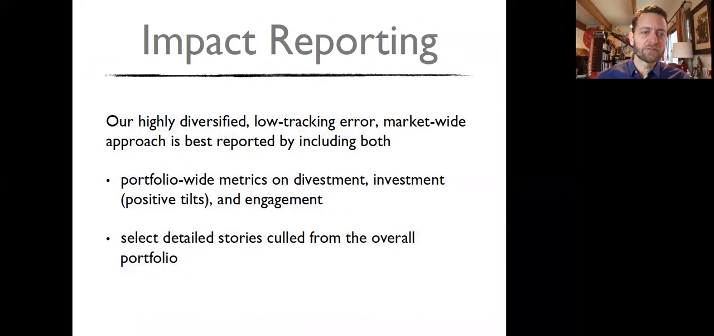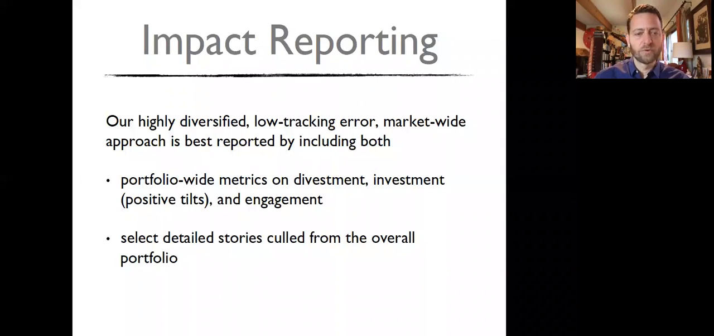Next slide. I think I still have control of it. So anyway, impact reporting for us, because of this approach, our approach is generally to favor managers with very diversified, low tracking error market-wide portfolios, because a lot of our clients have fiduciary duties. They can't be in 20 stocks or 30 stocks. They might be in an ERISA retirement plan. They might be a trustee on a family trust. But we generally try to keep tracking error around 1.5% to the market benchmark. So there are hundreds of names in a separately managed account or thousands of names in a mutual fund account.